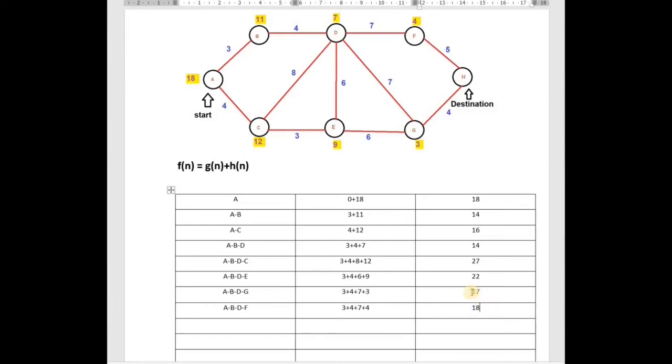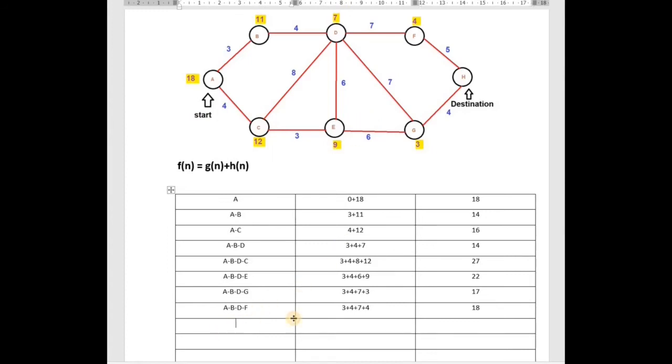So the least value is A, B, D and G, which is 17. But when you consider this chart, you can see that traveling from A to C, I am getting the value of 16. So I will next explore the path of A to C. From C, which path can I follow? From C, I can travel to D and E.